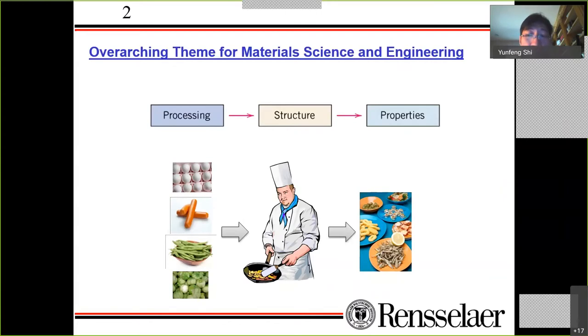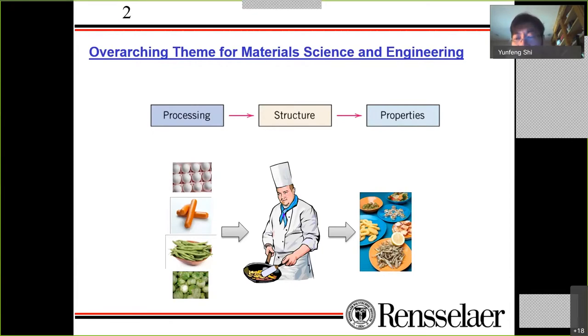I like a chef analogy the best. I know because of COVID-19, many people cook more than they would like to, but I hope you enjoy it too. It's better food. So basically, you take your raw ingredient and you can cook it differently. Even boiling an egg, there are different ways to do it. And then you get different textures, different structures of your dish, and it tastes different. Some of them yummy, some of them crunchy.